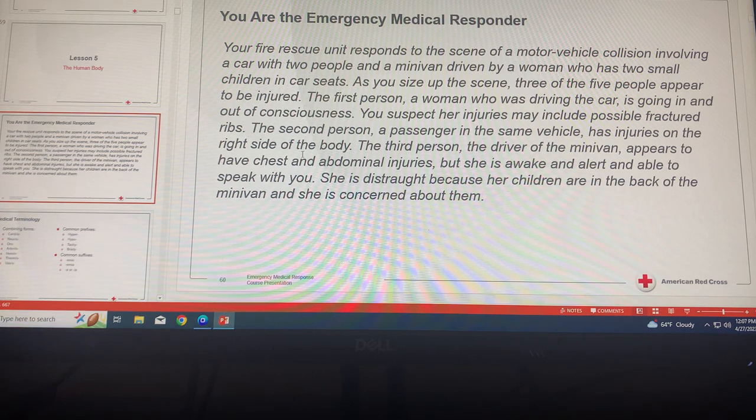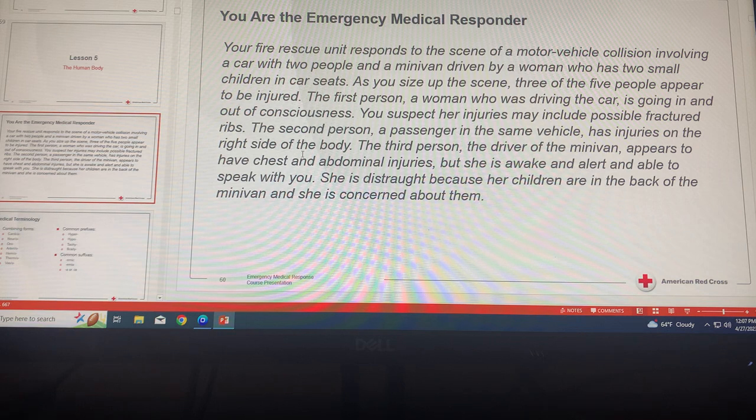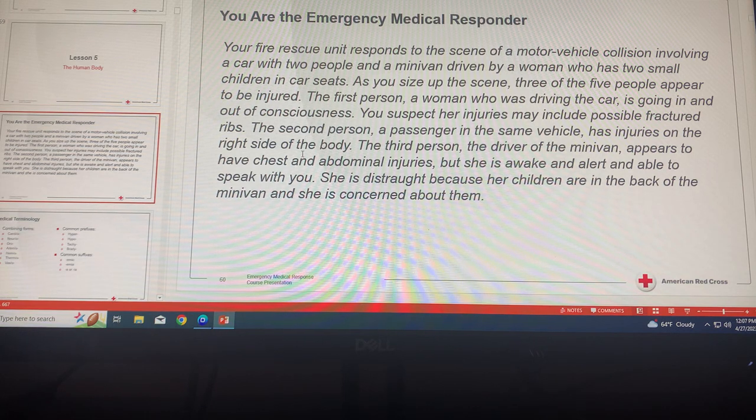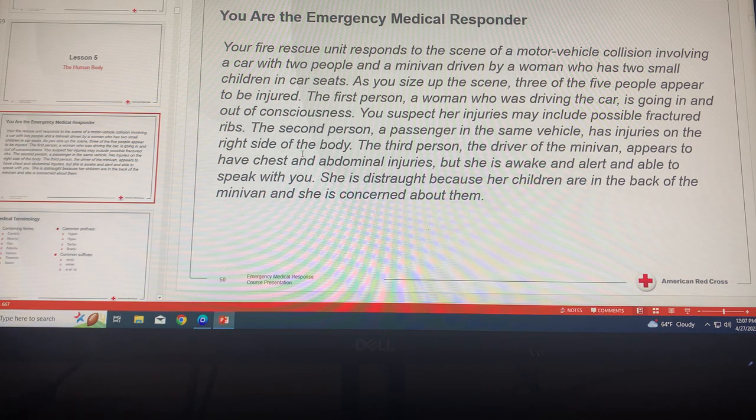Your fire rescue unit responds to the scene of a motor vehicle collision involving a car with 2 people and a minivan driven by a woman who has 2 small children in her car seats. As you size up the scene, 3 of the 5 people appear to be injured. The first person, a woman who was driving the car, is going in and out of consciousness. You suspect her injuries may include possible fractured ribs.